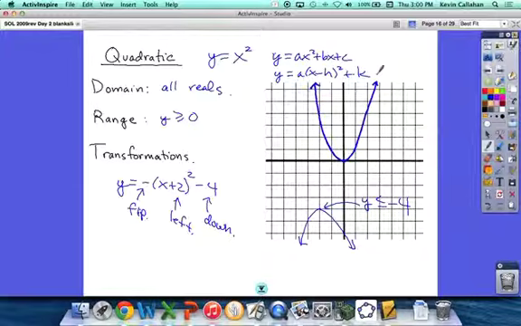The coordinates of the vertex, that point right there. So in fact, you can think of these values here either as transformations, shift left, down 4, or you could think of the coordinates of the vertex, right? That's when it says x plus 2, it means -2, -4. That's the vertex. Or it's left 2, down 4. Either way.